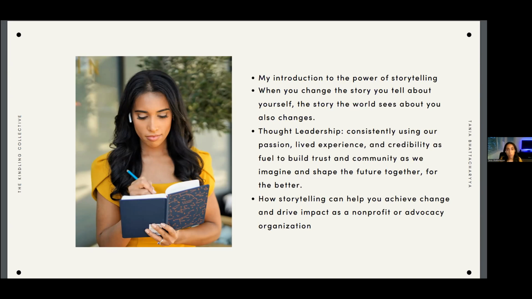Reporters came out of the woodwork and asked us to provide our insight on policy changes that were really happening on a statewide level as subject matter experts. And so pretty much we were just attracting a steady stream of interested people who wanted to come alongside us because they were inspired by the stories that we shared. And so I've seen in a couple of ways how storytelling can help you achieve change and drive impact.